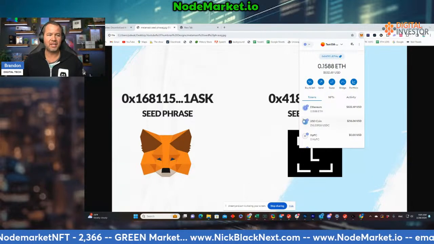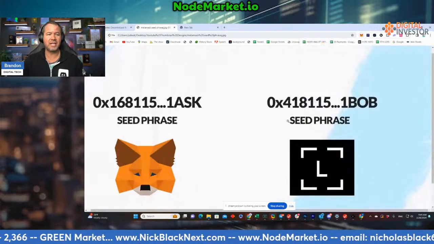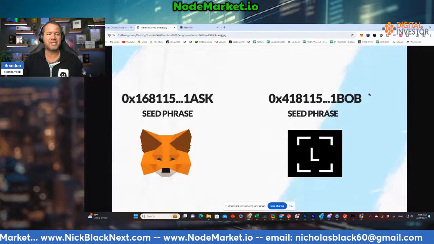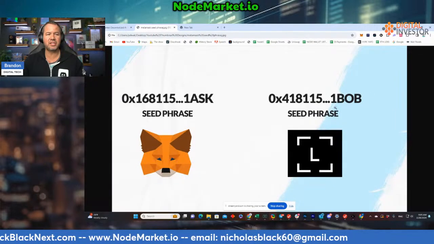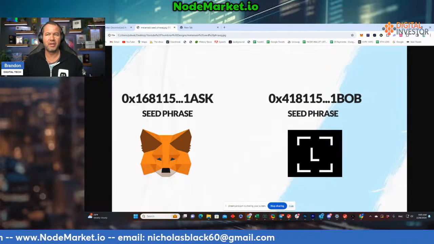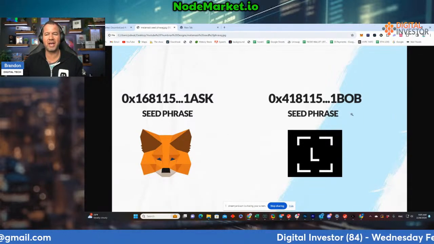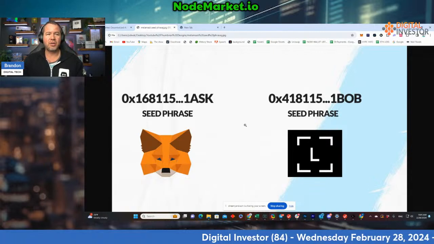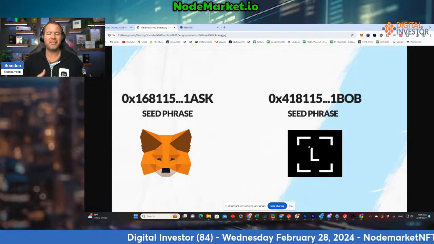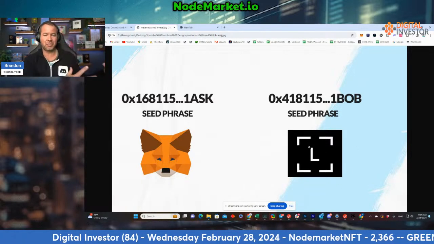The same thing is true here with Ledger. Let's say somebody sends you Ethereum to this address that ends in Bob. Where does the Ethereum go? Same thing. It doesn't go to your ledger. It goes to the blockchain, okay? So either one of these are seed phrase keys that access the blockchain.